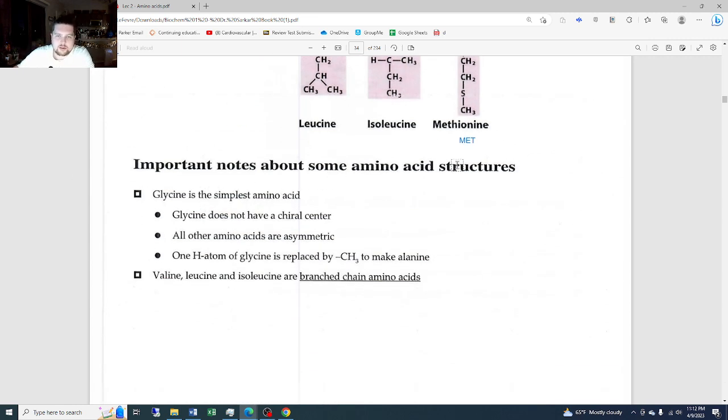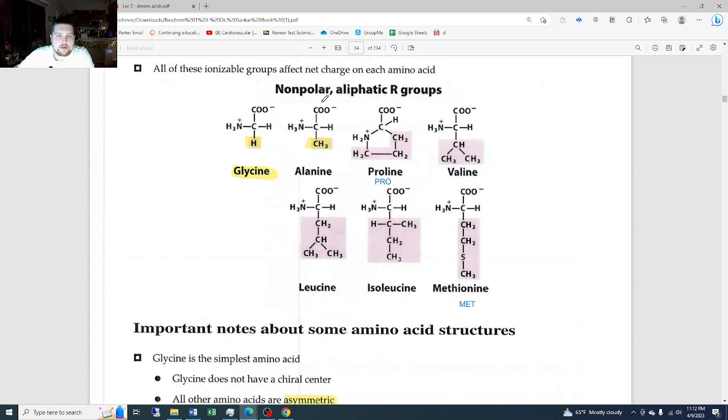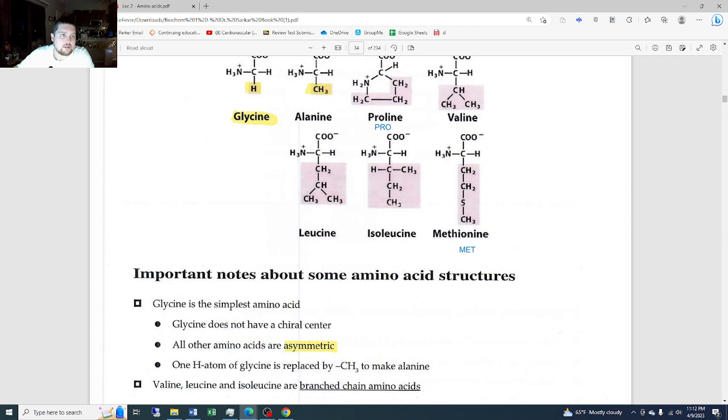So, important notes about some of the amino acid structures. Again, glycine is the simplest amino acid. It does not have a chiral center. All other amino acids are asymmetric. What does that mean? It means no matter how you split them, the two sides are going to be different. You're not going to see a repeat on the other side.